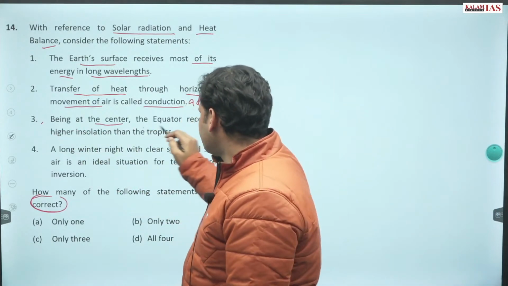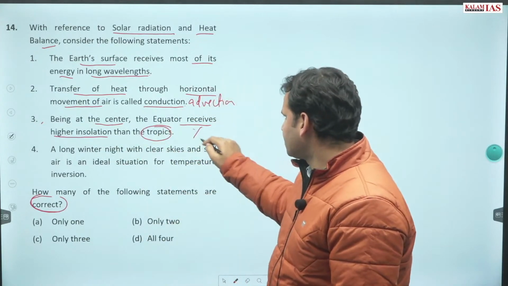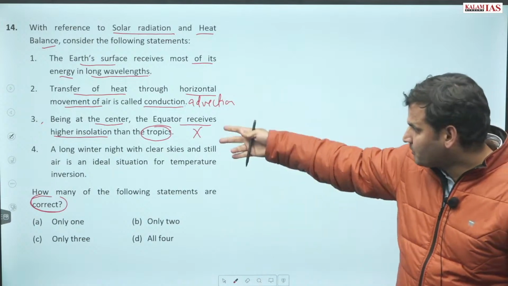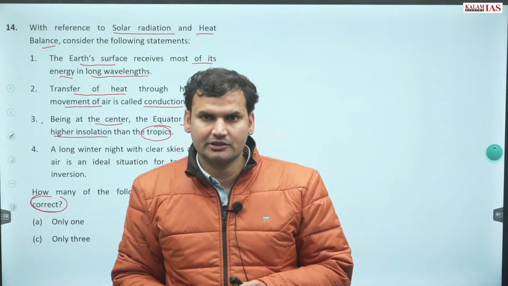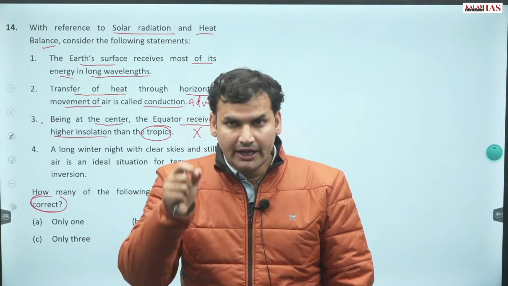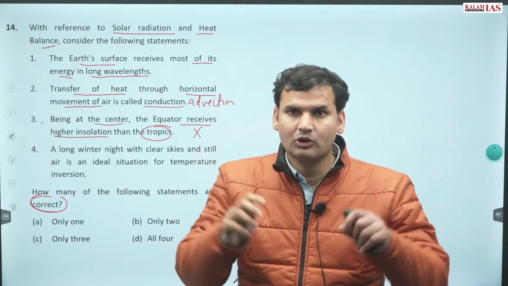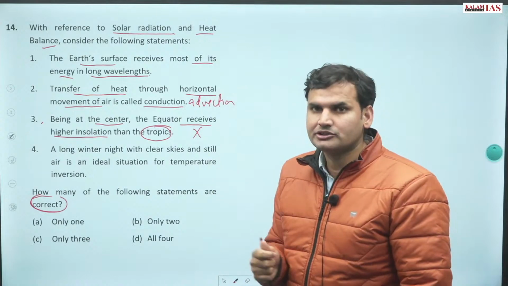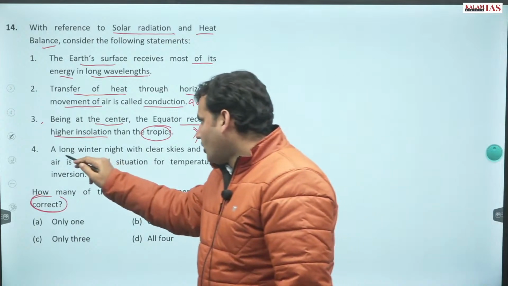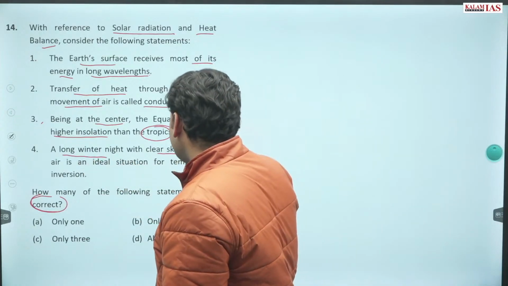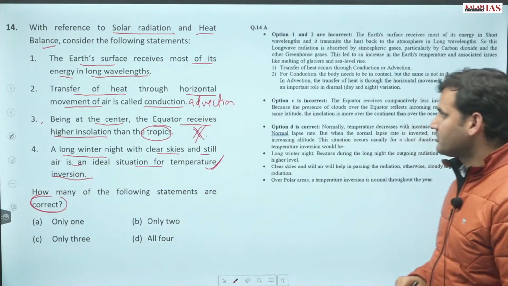Statement third. Being at the center, the equator receives higher insolation than the tropics. No, this statement is wrong. यहाँ पे बहुत सब एस्पिरेंट्स गलती करते हैं कि हाँ इक्वेटर है साहब, इक्वेटर पे सबसे ज्यादा इंसुलेशन है. नो, it is not true. At the equator there is everyday convectional rainfall, there is cloud cover, so it prevents insolation. So this statement is wrong. A long winter night with clear skies and still air is ideal situation for temperature inversion. Yes, this statement is absolutely right.